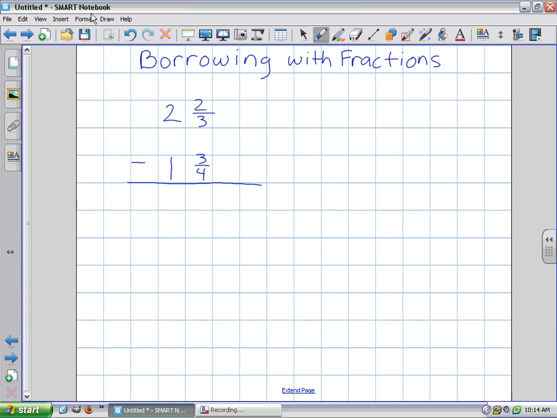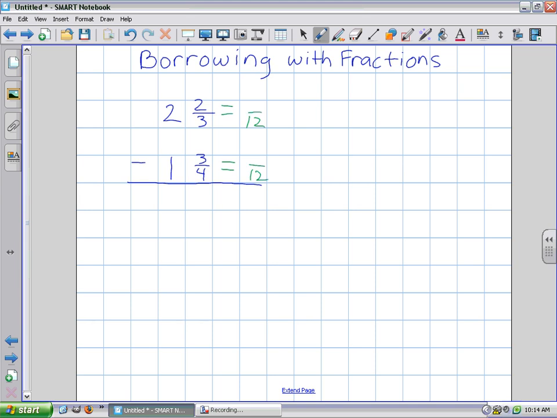One of the simplest ways to do that is to simply multiply the two denominators by each other. And in this case, that is actually going to produce the lowest common denominator. So that would be 3 times 4, which is 12. So I'm going to rewrite these two fractions with 12 as the new denominator.